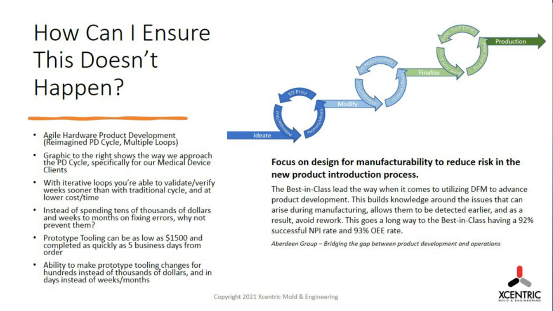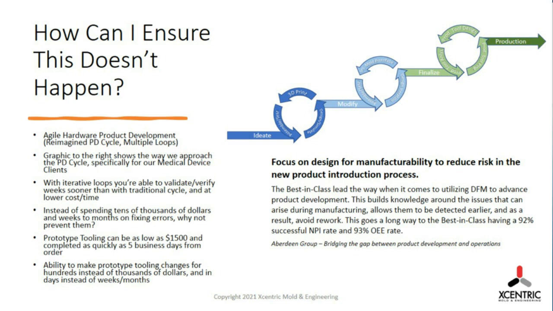So what does all this mean, right? What does all this mean to you? It means that instead of, again, spending tens of thousands of dollars and weeks to months fixing and finding errors, you can just prevent them, right? And prototype tooling can be as low as $1,500 for a tool, and it can be completed as quickly as 5 business days from your order. That's out there in the industry, right? The ability to quickly iterate in molding is out there.